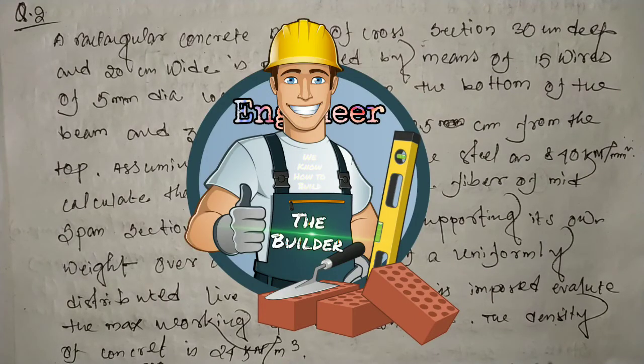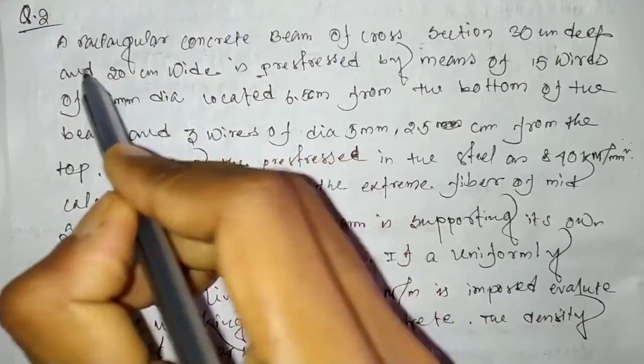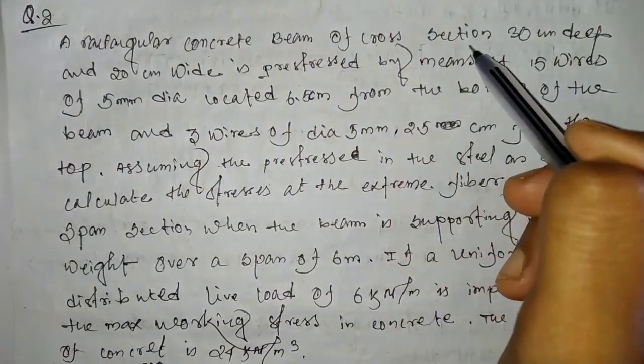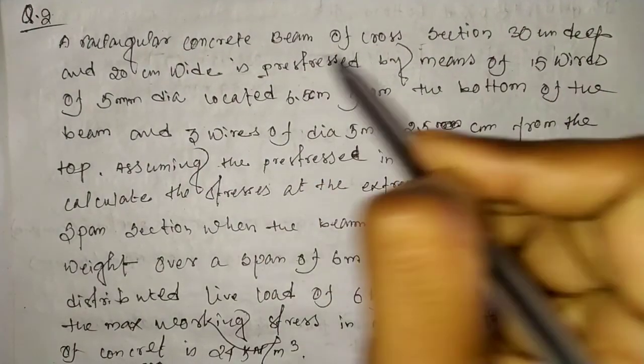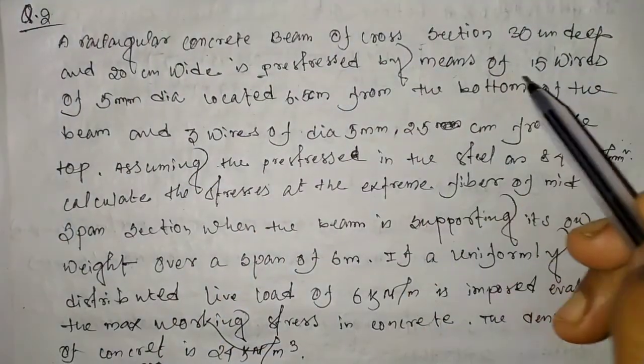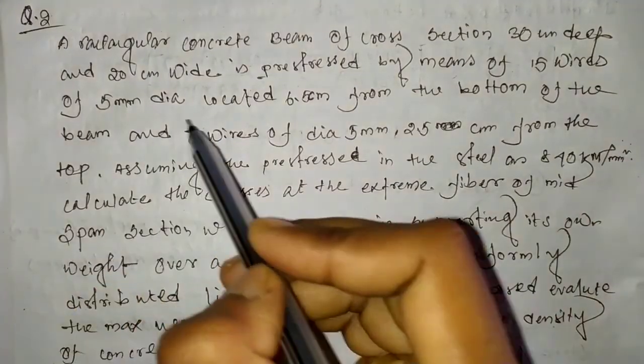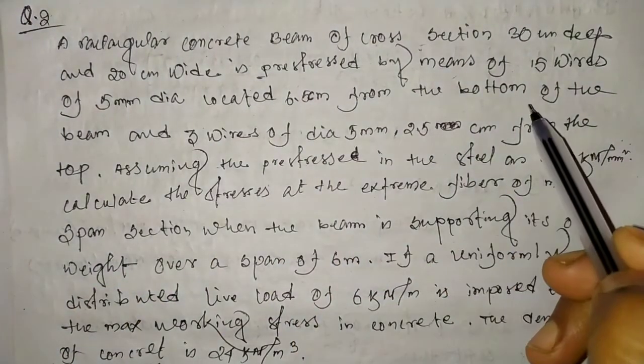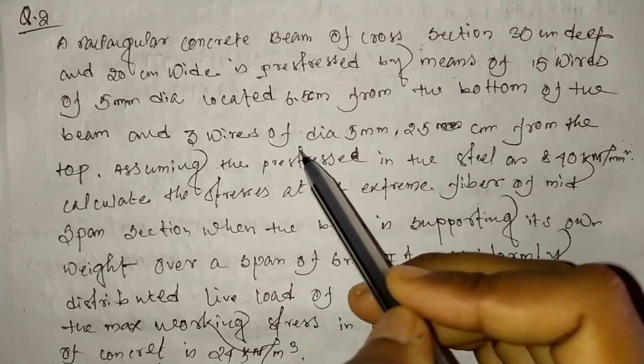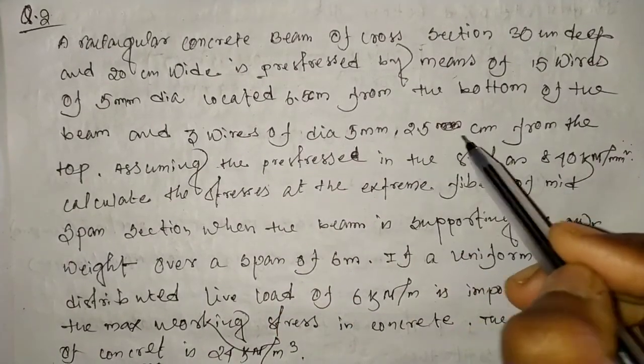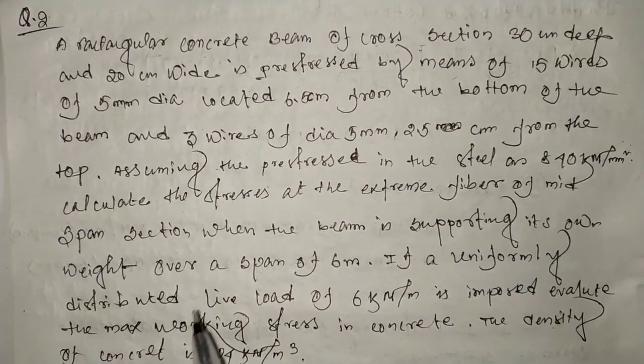Today we will solve another problem based on prestressed concrete. Here is the question. A rectangular concrete beam of cross section 30 cm depth, 20 cm width is prestressed by means of 15 wires of 5 mm dia located 6.5 cm from the bottom of the beam and 3 wires of 5 mm dia 2.5 cm from the top.